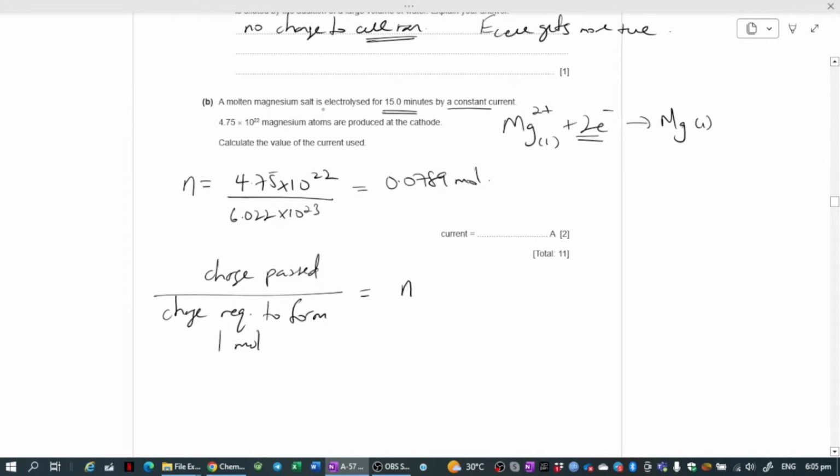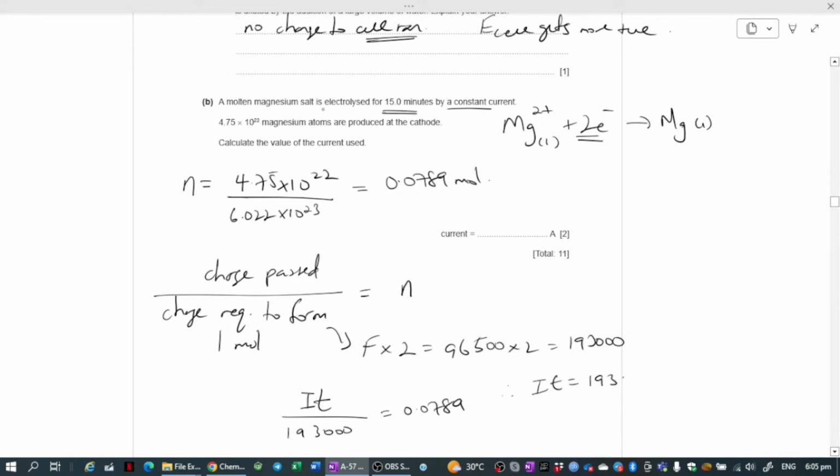So we have to pick up 2 electrons. So what is the charge required to form 1 mole of magnesium? It would actually be the Faraday constant times 2, which would be 96,500 by 2, which is 193,000. So the charge that we have passed in our circuit, which is IT, all over 193,000 is equal to 0.0789 moles. Therefore, IT is equal to 193,000 by 0.0789. So I is equal to this value divided by T.